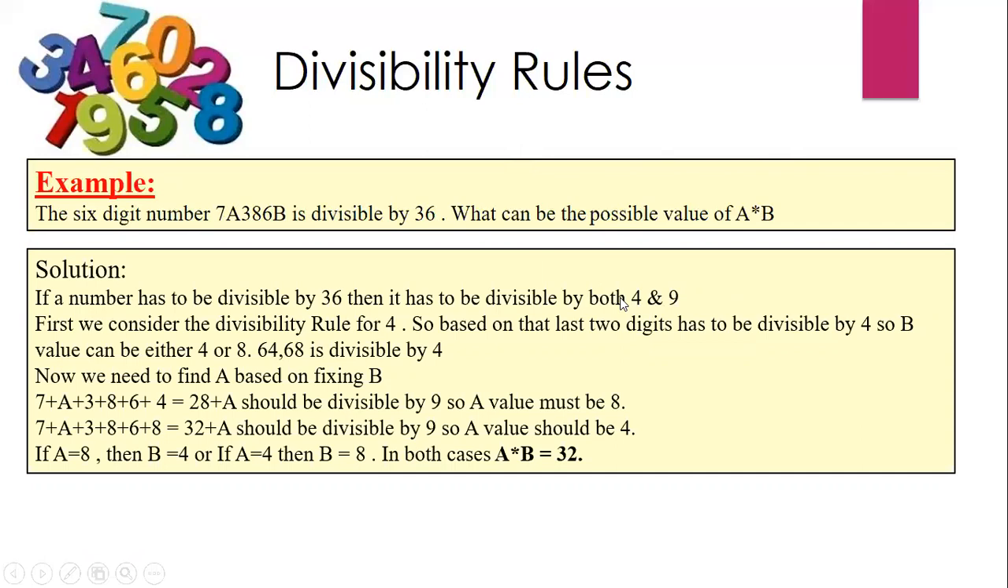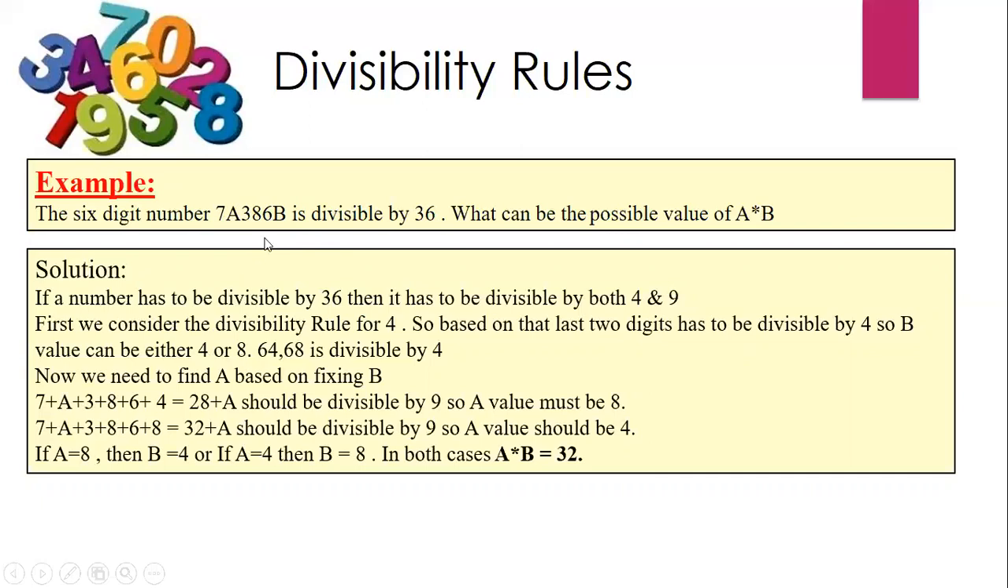So here, since we know the divisibility rule for 4, when the last 2 digits are divisible by 4, then the whole number will be divisible by 4. So we can fix the value of B first. Okay. So now we can say 64 is divisible by 4 and 68 is divisible by 4. So B can take only two possible values, either 4 or 8.